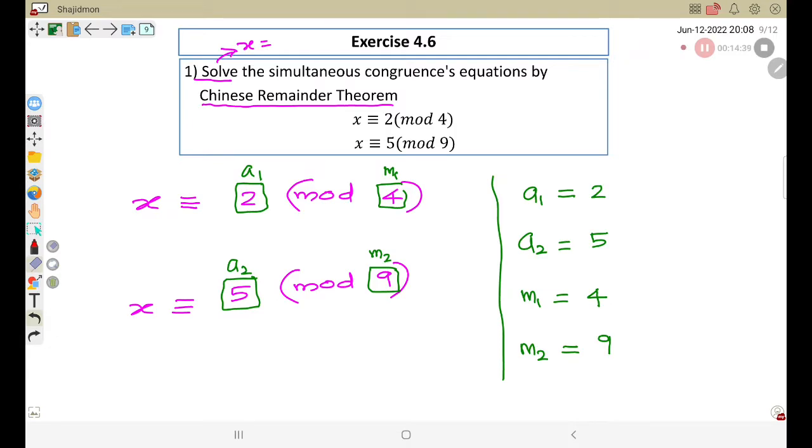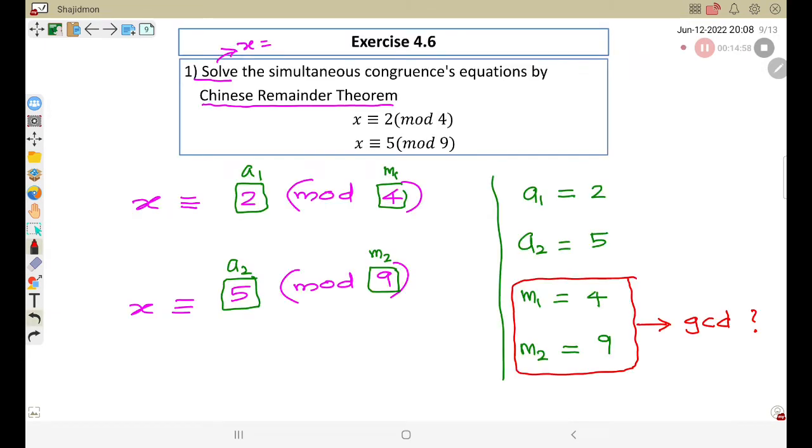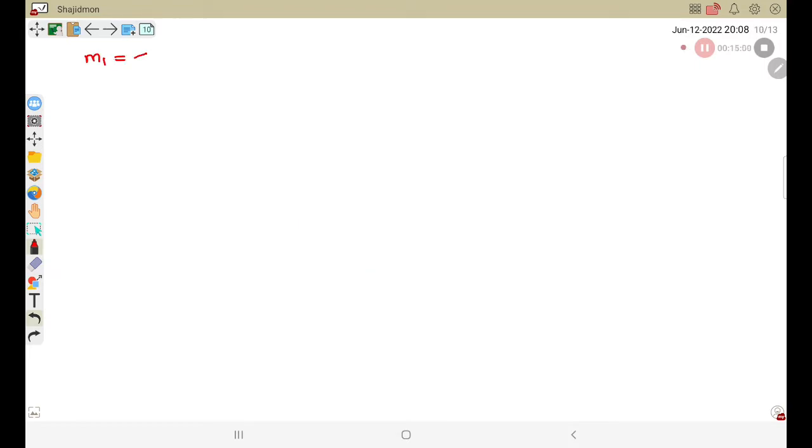After that, we need to check that these two numbers, m1 and m2, are relatively prime. So we need to calculate the GCD of these two numbers, that is the first step. Here m1 is 4 and m2 is 9. So first we check the GCD of these two numbers.